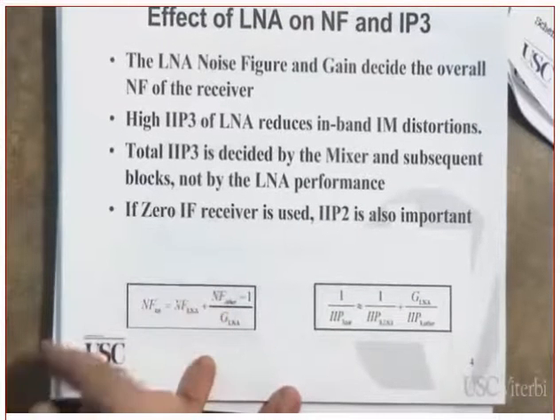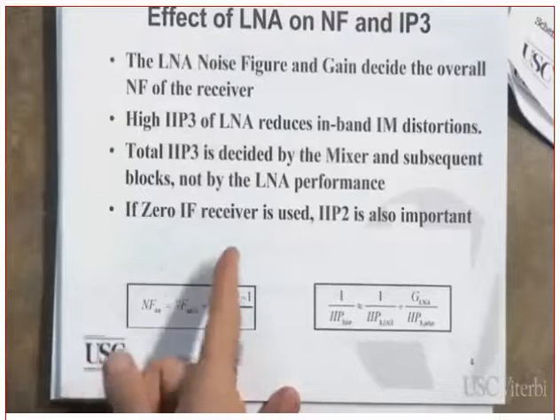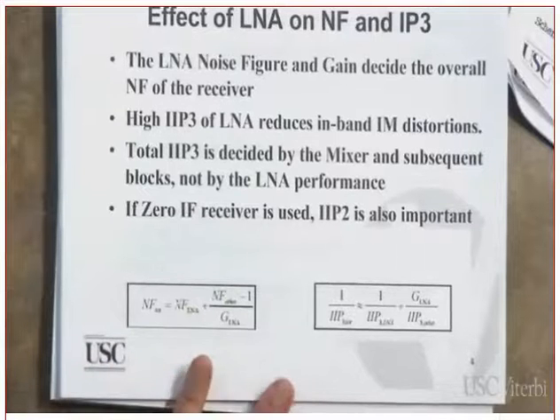Now, if a zero IF receiver is used, why is IIP2 also important?